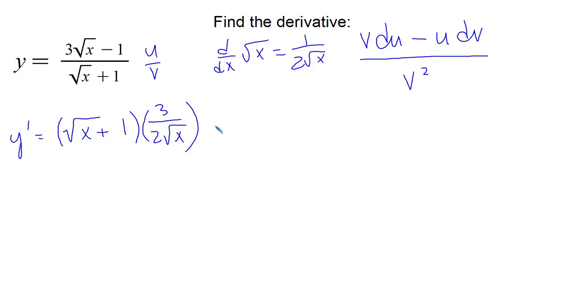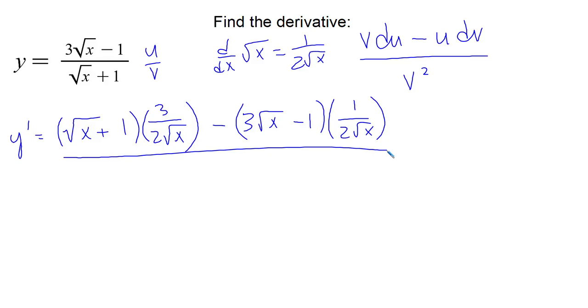So we have v du minus, now we have u, so that's 3 root x minus 1. And then we need the derivative of v, which, well, the derivative of root x, as we just said, is 1 over 2 root x. And then the plus 1, that's a constant, so its derivative is just 0. We'll divide that all by our denominator, root x plus 1 squared. Be careful not to accidentally extend that square root over. A lot of people do that. Those are completely different expressions, so don't.